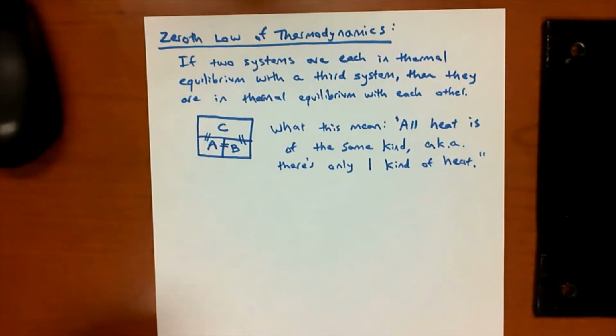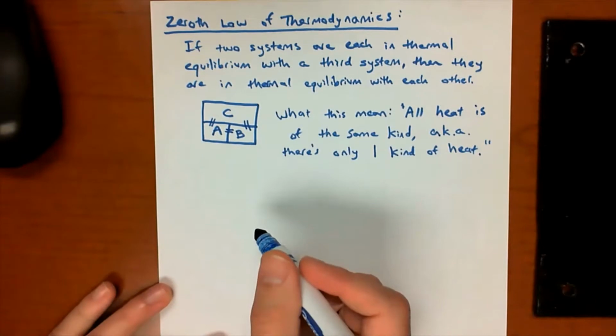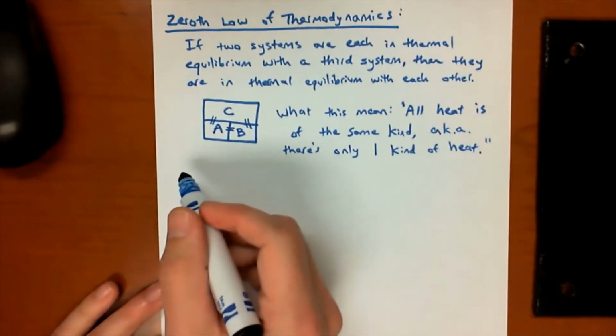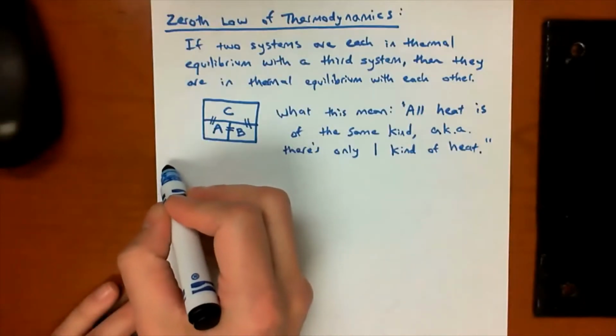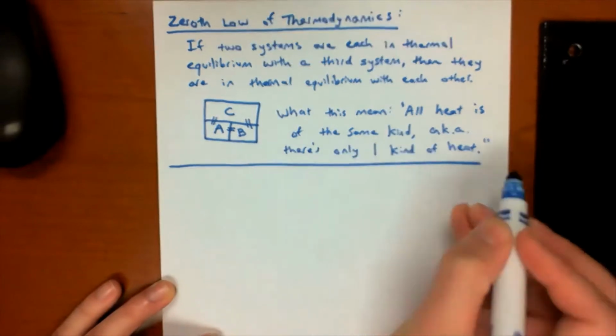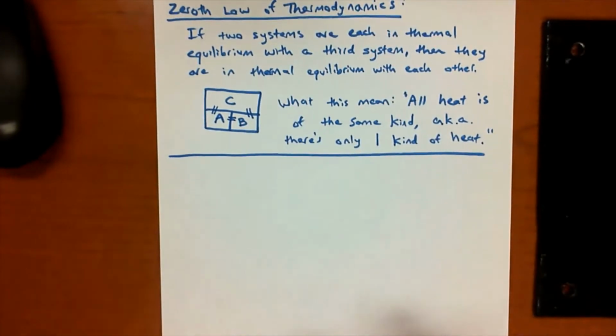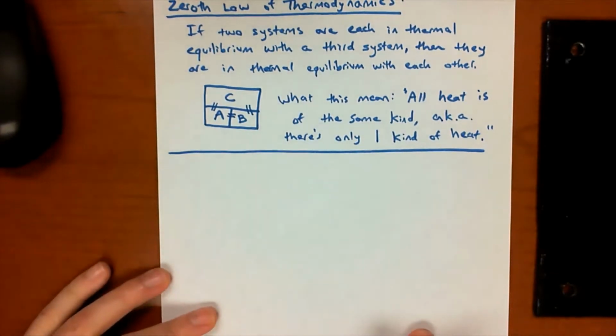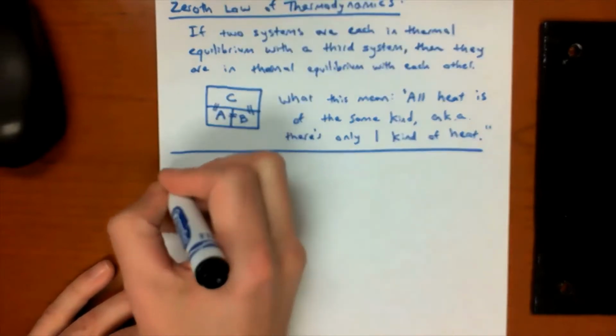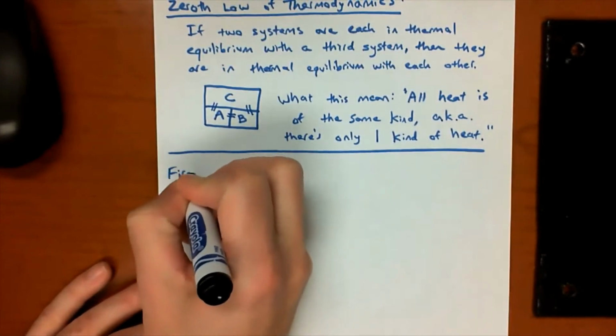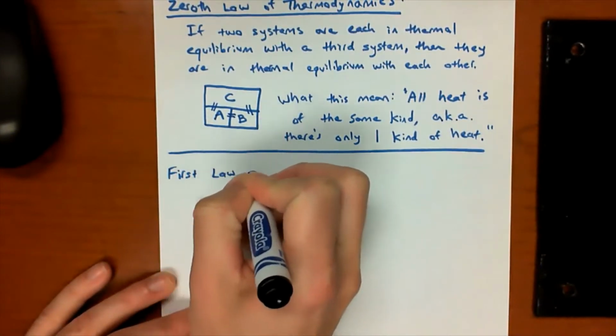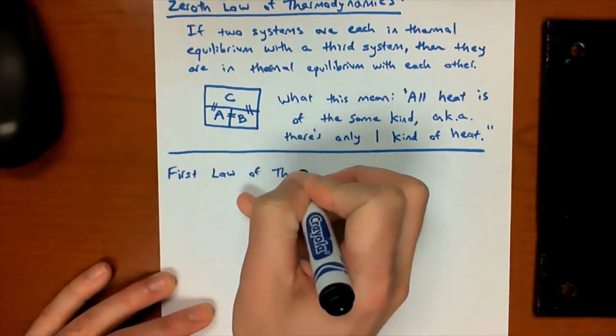But there's only one kind of heat. That's what we can say. That's really all there is for the zeroth law of thermodynamics. We'll draw a line there. Like I said, it's kind of trivial, and there's not a lot I can ask you on a quiz or an exam about the zeroth law of thermodynamics. So let's move on to the first law of thermodynamics.